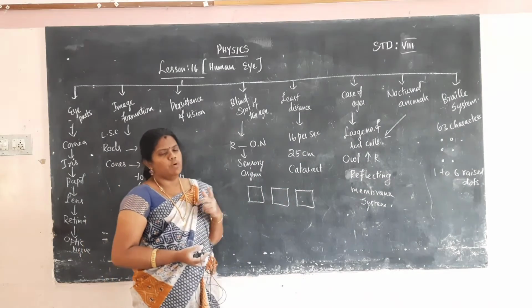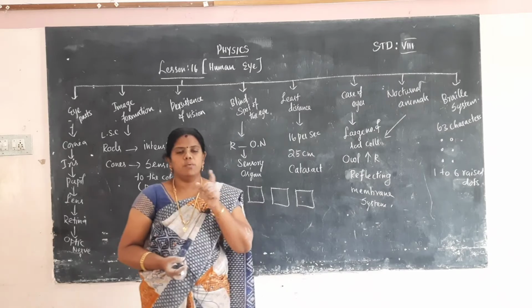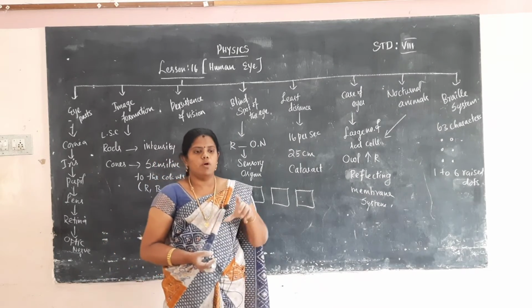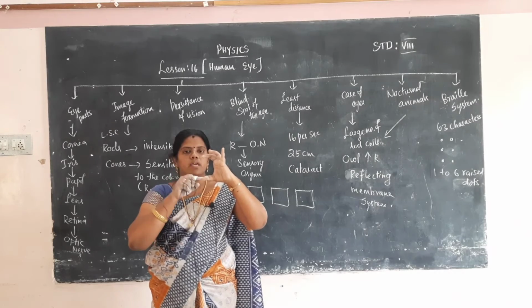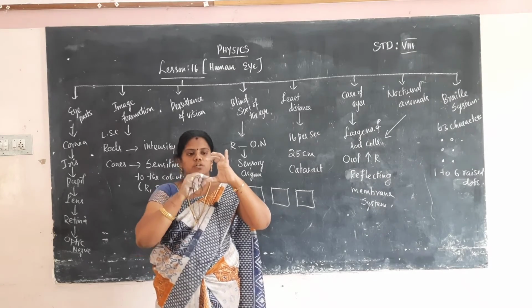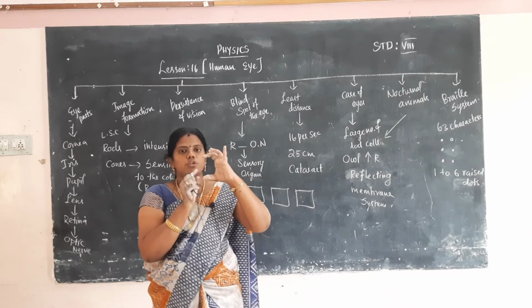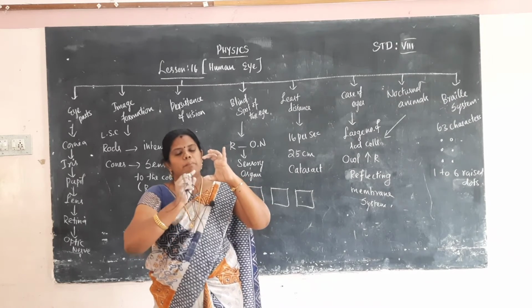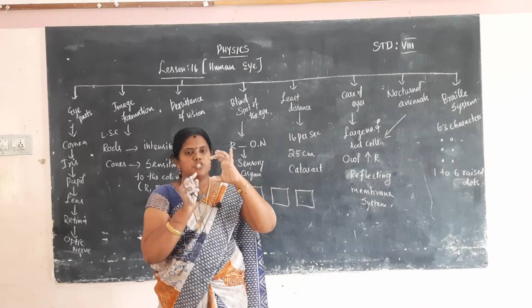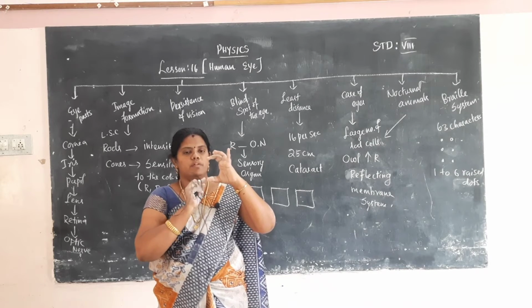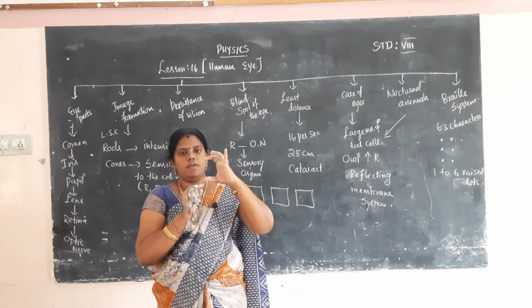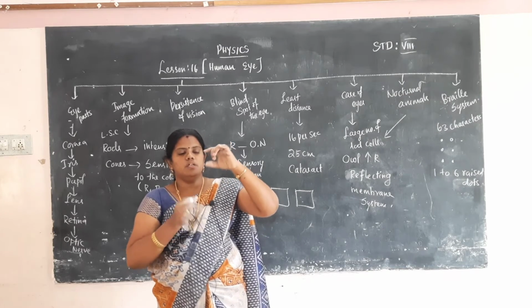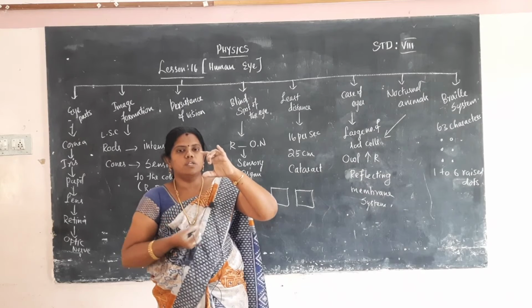Persistence of vision, I will give one example for that. You have to take one cardboard, and at the top and bottom we have to make one hole using a punching machine. On one side we have to paste a bird picture, and on the other side we have to paste the bird's cage picture. Then in the two holes we have to insert one string.